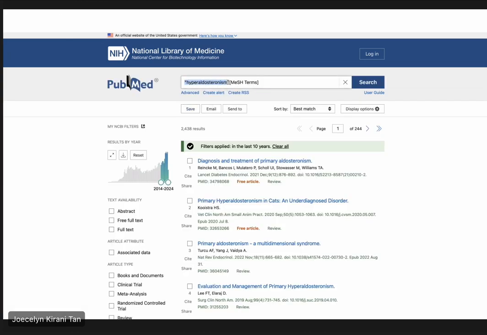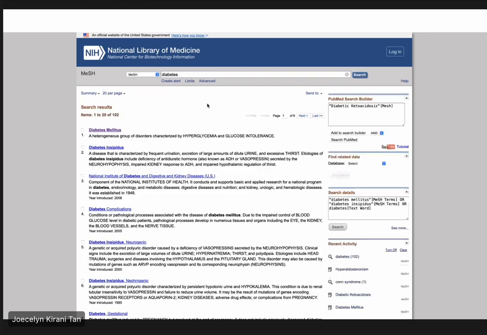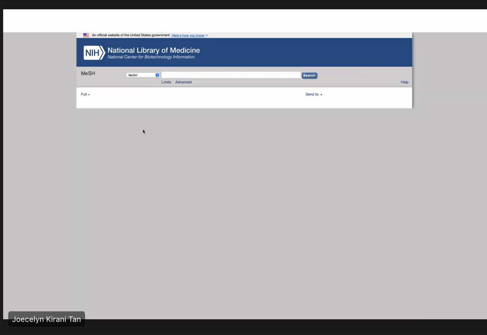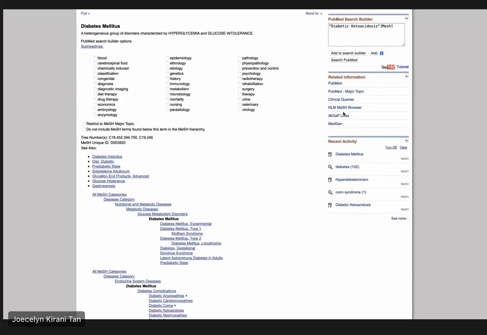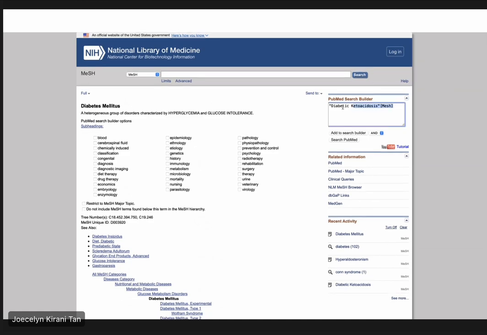So again, just like how this disease has MeSH terms, diabetes will also have MeSH terms. So if I want to look at hyperaldosteronism and diabetes mellitus, I write diabetes, I click diabetes, and this is exactly what I'm looking at, and this definition is what I'm looking for. And then I click add to search builder, so usually it's empty. I click add to search builder.